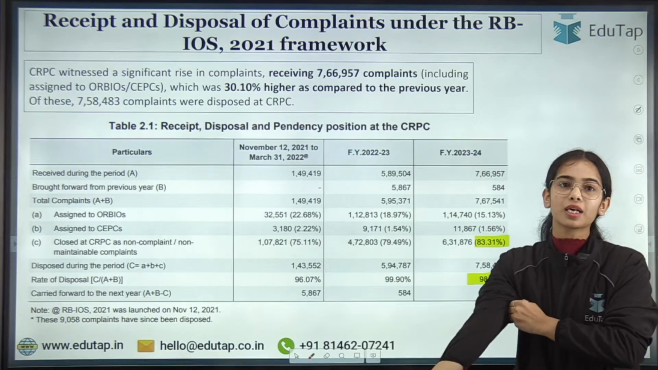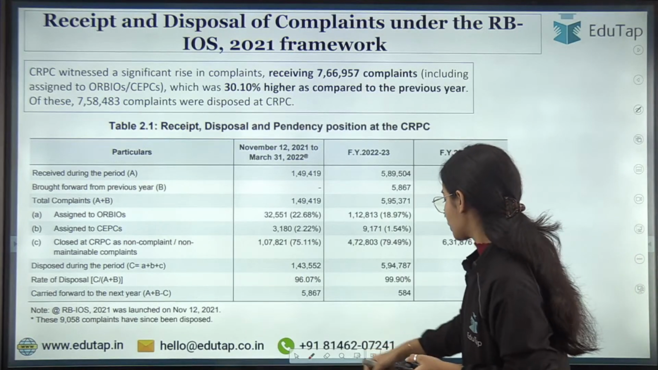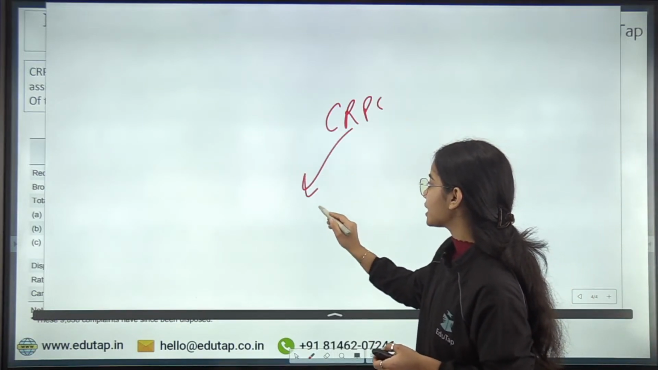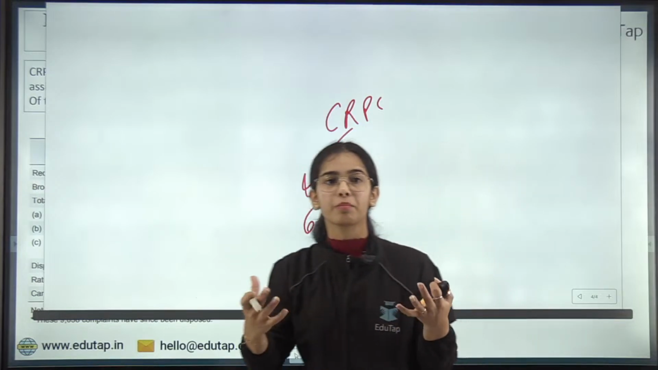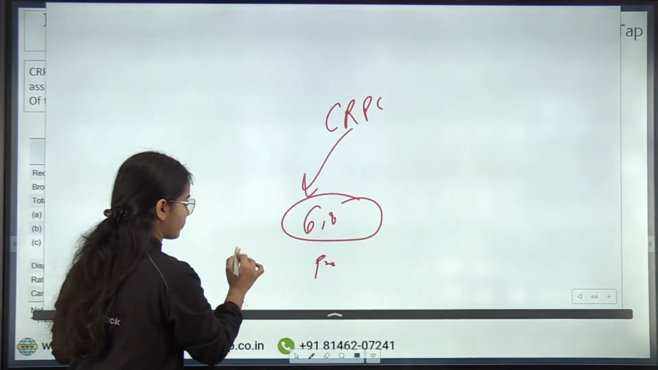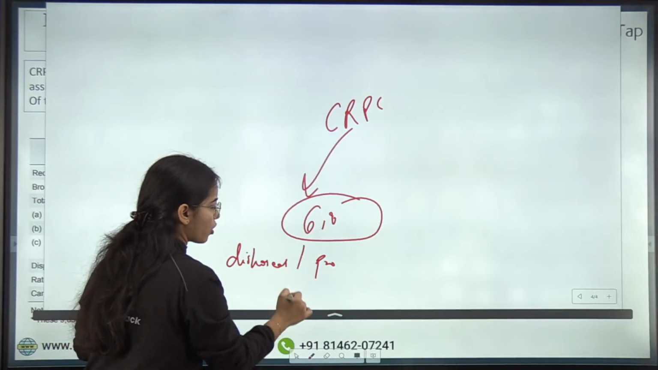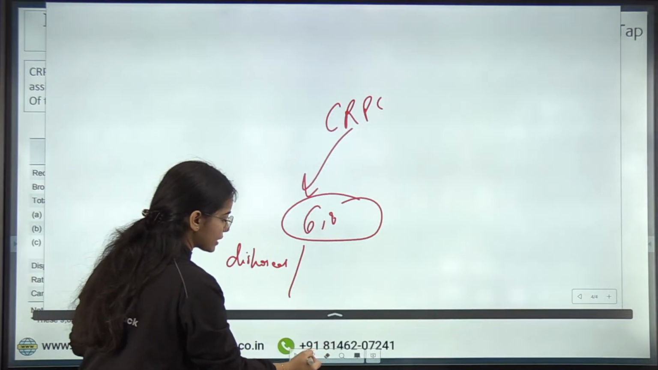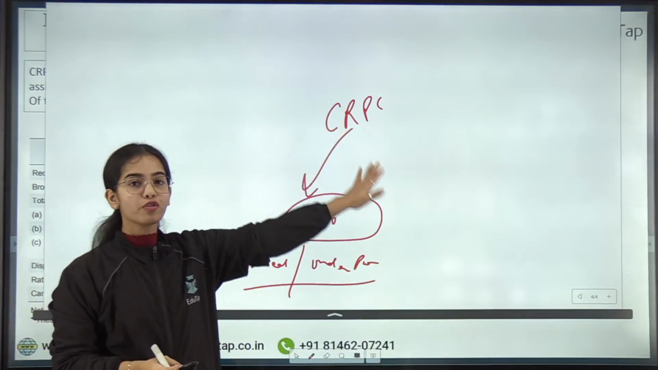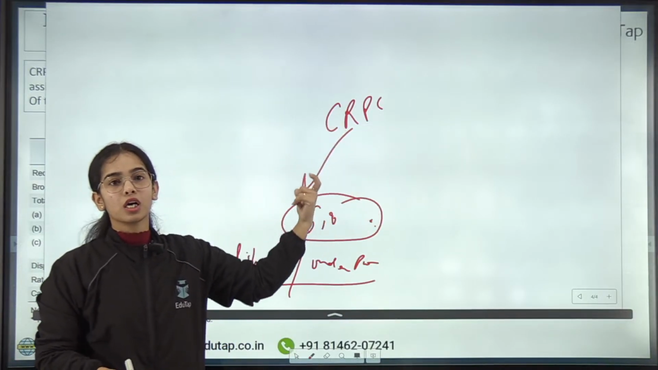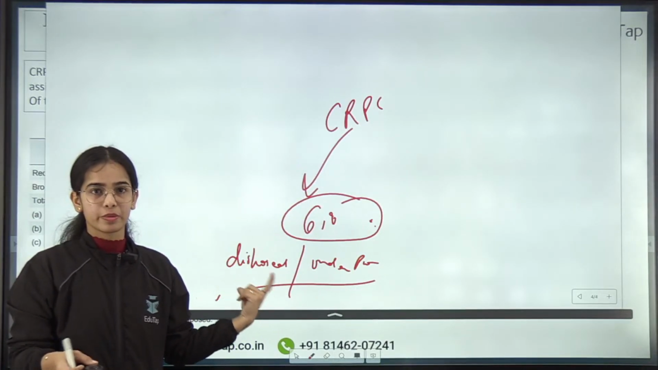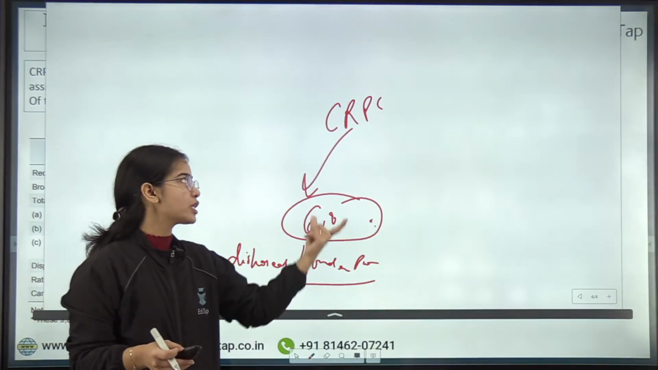So how many of the total complaints were received by the CRPC? Till now, when we were discussing the data for the CRPC, we said that 6,84,000 or whatever the number is, that many complaints have been processed or disposed of, or are under processing by the CRPC. So till now the number we have seen for the CRPC was the complaints that have been disposed of by the CRPC after the initial scrutiny or are under processing.